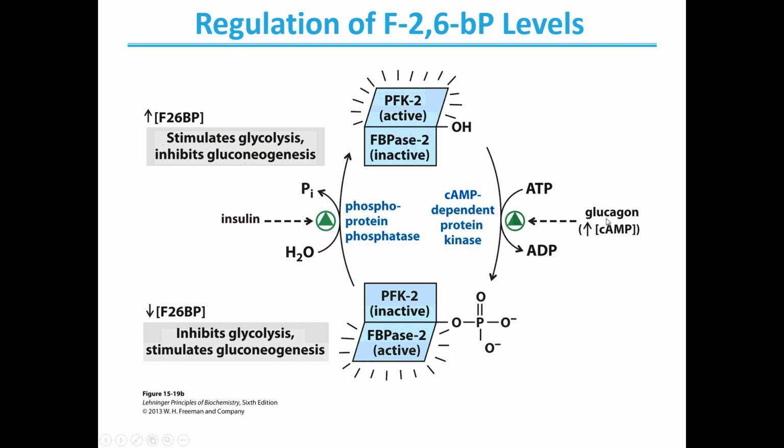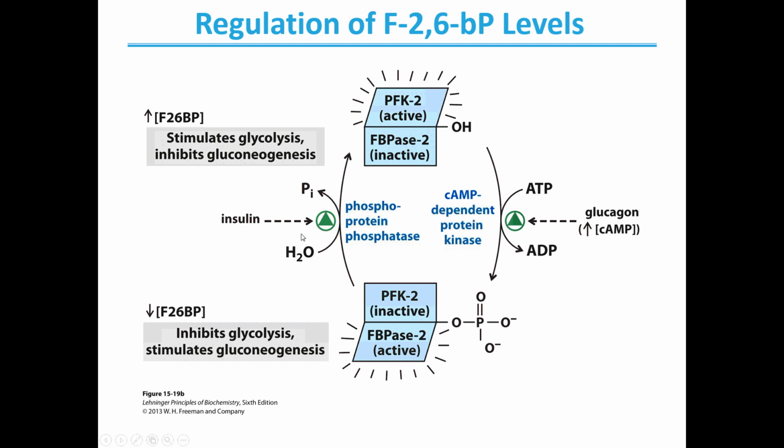The presence of the glucagon is going to activate a kinase, phosphorylate fructose 2,6 bisphosphatase. So now it's active. The active fructose 2,6 bisphosphatase is going to stimulate gluconeogenesis because we're breaking down the fructose 2,6 bisphosphate. That's one of those you're going to have to say several times for it to work.